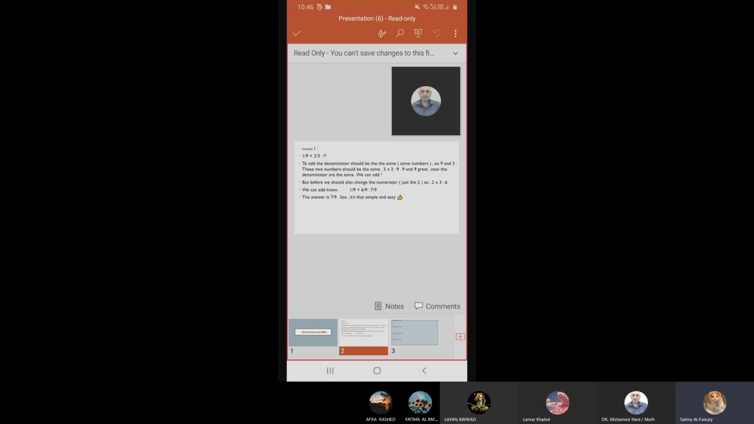But if we're gonna change the denominator, we should change the numerator too. Because we changed 3, we should change this 2, not all of them, not the 1/9. So 2 times 3, it's 6. Now we can add. So 1/9 plus 6/9 is 7/9, because the 9 we're not gonna add. The number is gonna stay the same. But now 6 plus 1, it's 7.